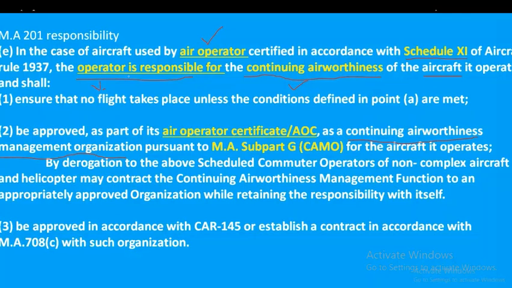because DGCA has given the responsibility. Which responsibility? Continuing airworthiness responsibility to the operator, but the operator is not eligible to monitor or manage the continuing airworthiness of an aircraft. To maintain the continuing airworthiness of the aircraft, the operator needs an organization, that is CAMO. In case of Schedule 11 or scheduled air transport service provider, that operator should take an air operator certificate plus an approval of a CAMO organization also. And in this case, that CAMO approval is part of that air operator's certificate.